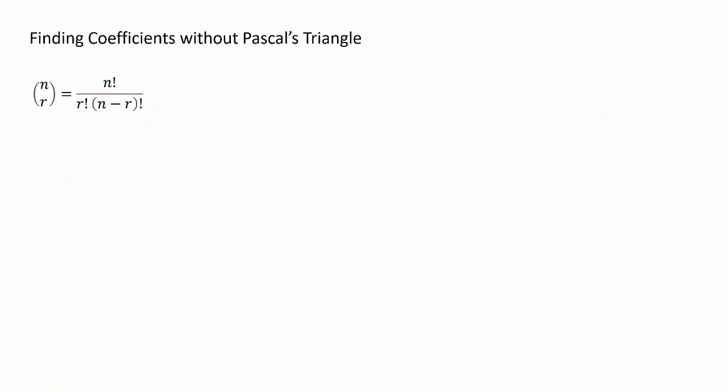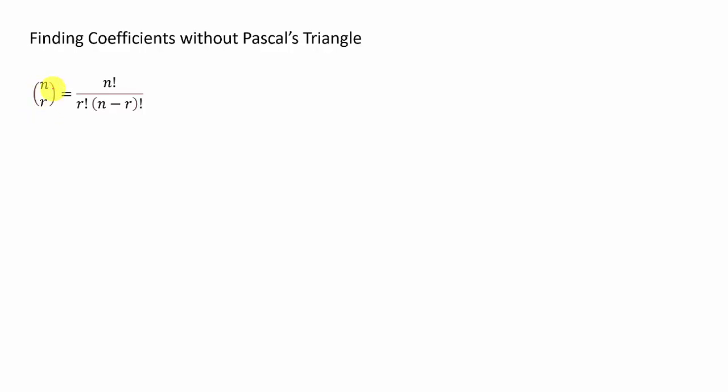Okay, so now we want to look at what if we want to find coefficients without using Pascal's triangle? What if we don't want to draw it out each time? Well, this is actually the formula here. Your calculator is going to be able to do this for you, but if you didn't have a calculator that would do this, this would be the formula: n factorial divided by r factorial times the quantity of n minus r factorial.